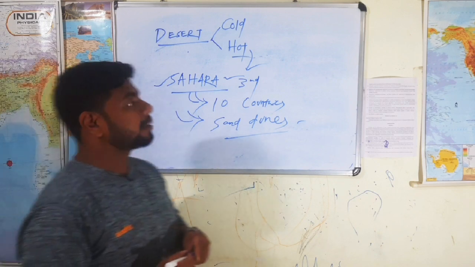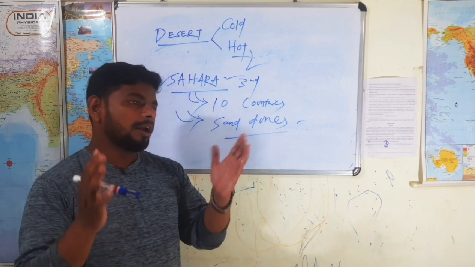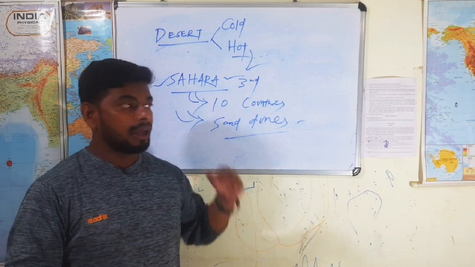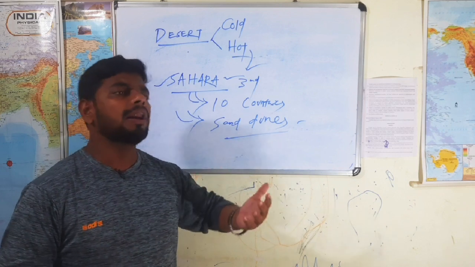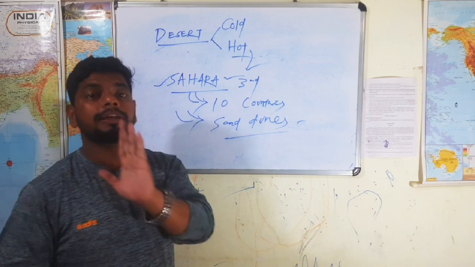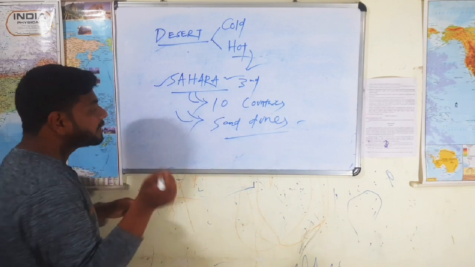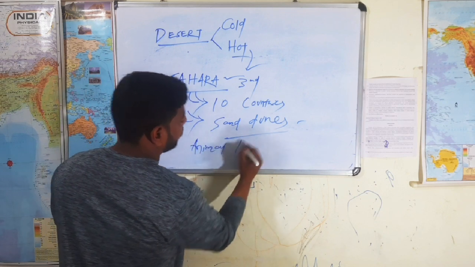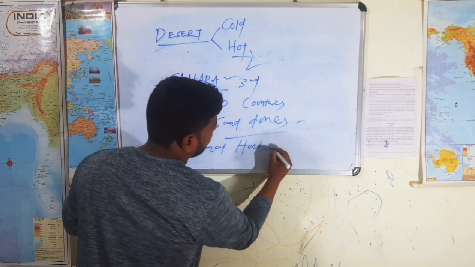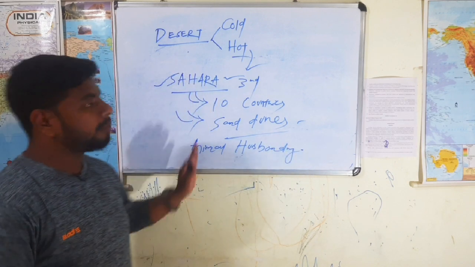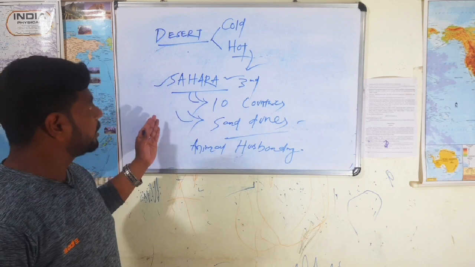Another characteristic of deserts, let me tell you. As I told, there is very limited flora and fauna that survive here, and mainly the people here engage in primary activities, agriculture and allied activities. And when I say allied activities, it comprises mainly animal husbandry. So are we clear, guys, about the various characteristics of deserts?